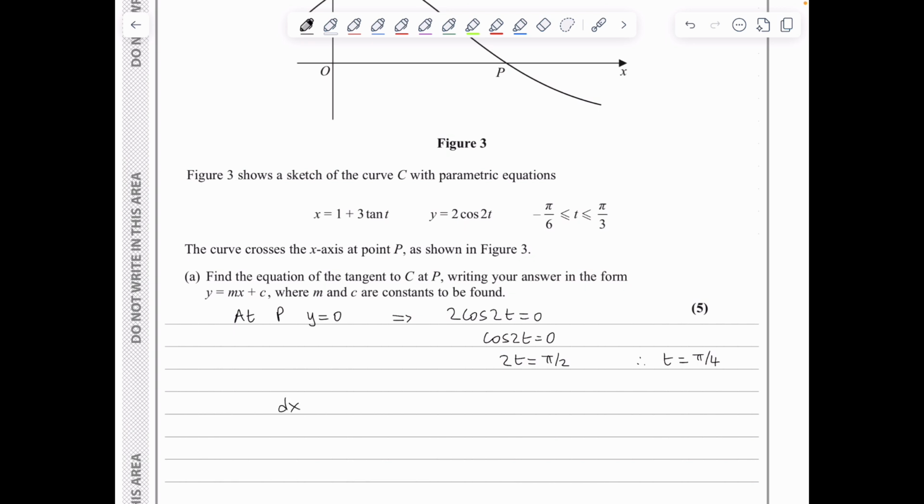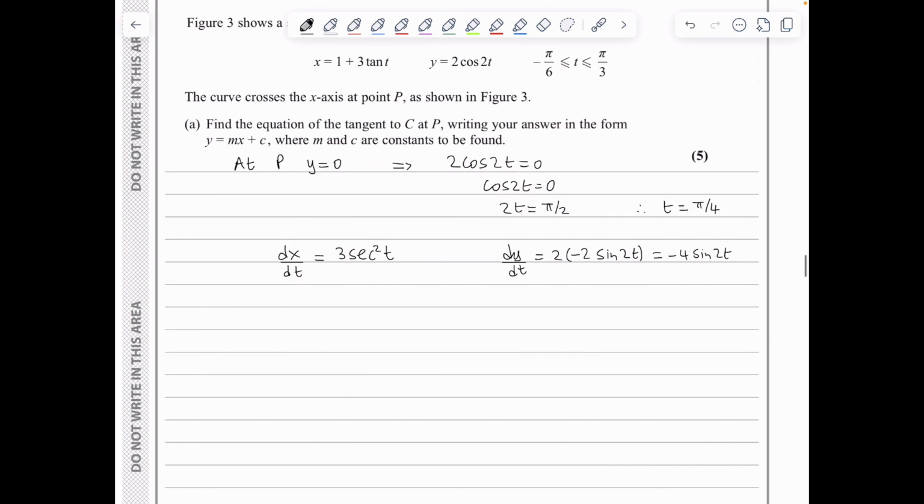Now dx/dt, I will be differentiating the 1 plus 3 tan t, which is the expression for x in terms of t. Well, the derivative of 1 is 0, and the derivative of tan t is sec squared t. So we're looking at dx/dt being 3 sec squared t. And then for dy/dt, I will be differentiating the 2 cos 2t, the expression for y in terms of t. Well, the derivative of cos is negative sine, and I need to multiply by the negative 2. So we've got 2 times negative 2 sine of 2t, which simplifies to minus 4 sine 2t.